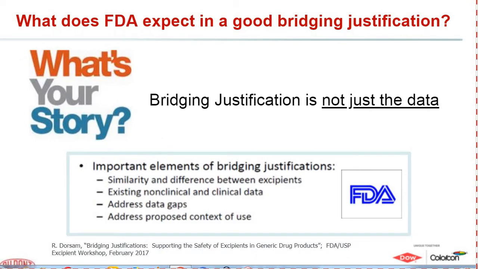So what does FDA expect in these bridging justifications? The bridging justification is not just about the data. You actually have to tell FDA your story. And we hear this over and over from FDA speakers at conferences. FDA considers the following things important elements of a bridging justification. You have to demonstrate the similarity as well as the differences between the excipients, and the existing non-clinical and clinical data if it's available. You have to be able to address any data gaps and also address the proposed context of use.